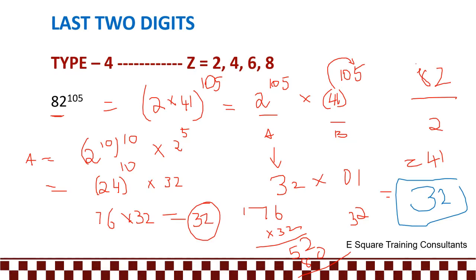So I repeat, 82 raised to 105. The base number we are going to split: 82 by 2 is going to give you 41. So you might as well write (2 into 41) whole power 105. So again split: 2 power 105, 41 power 105. 2 power 105 becomes A and 41 power 105 becomes B. A you can calculate separately and B you can calculate separately. Multiply them to give your final answer, that is the last two digits of 82 to the whole power 105.